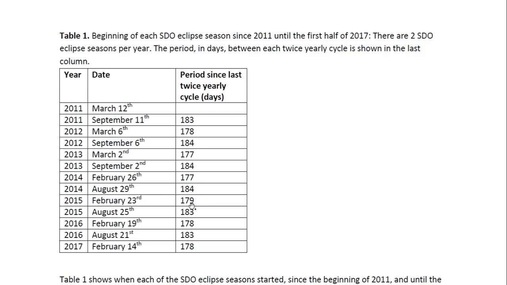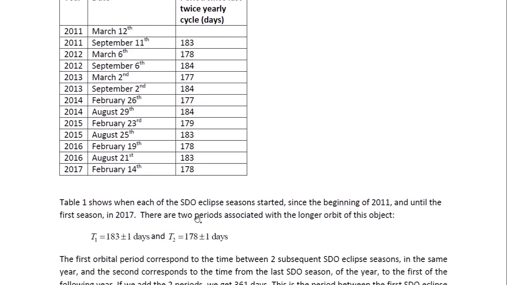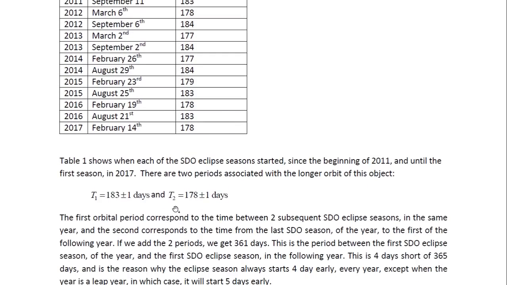And you can see that the numbers alternate. You get a higher number of 183 and then 184. And in between you get 178 and here 177. So that means that we have 2 periods associated with the longer orbit of this object.